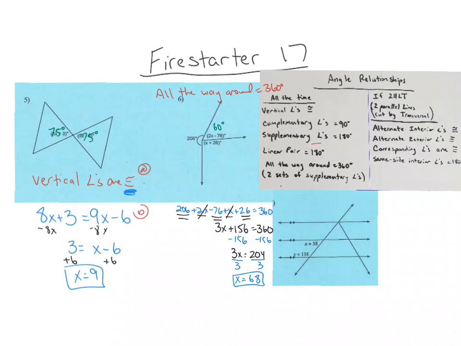Now I'm going to do 68 plus 26. I end up with 94. I don't forget the degree symbol. Now just to double check, I'm going to do 206 plus 94 plus 60, and it should equal 360, and it does. All right, so that's it for the first two.